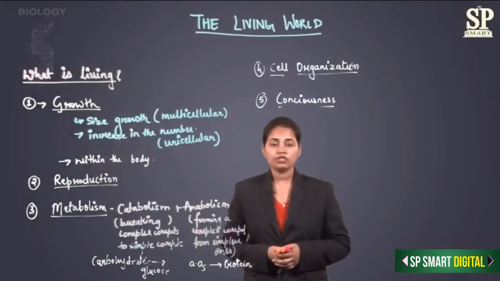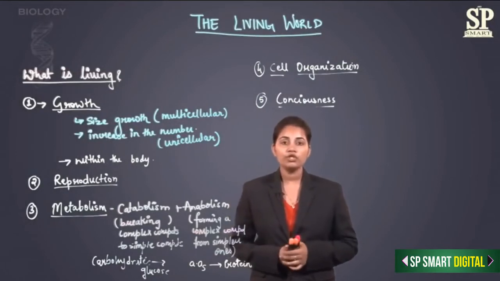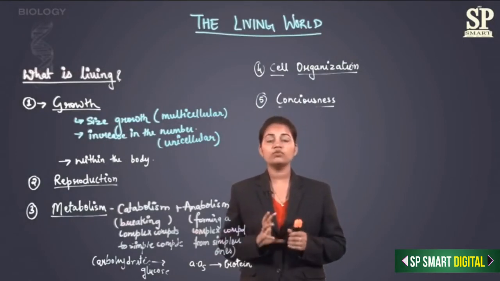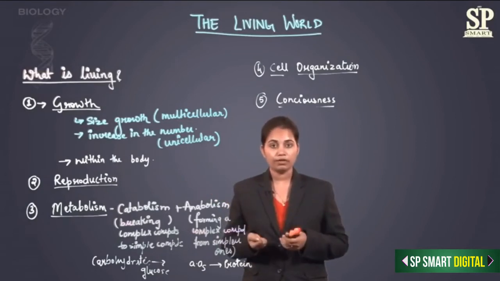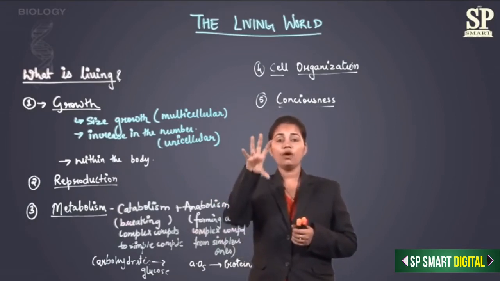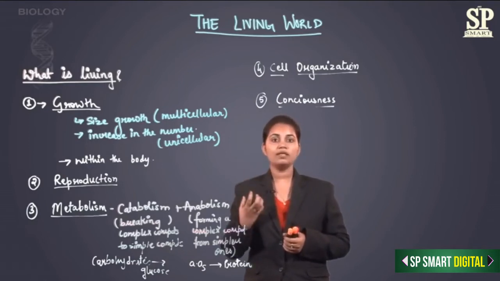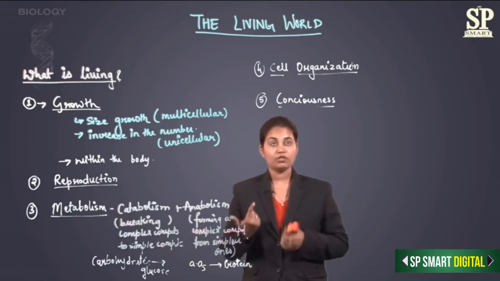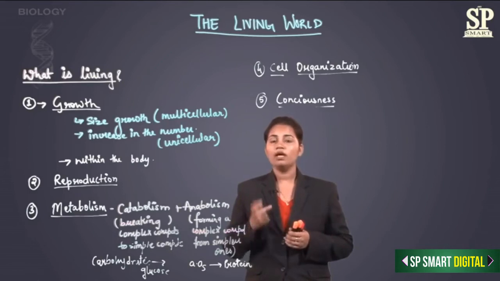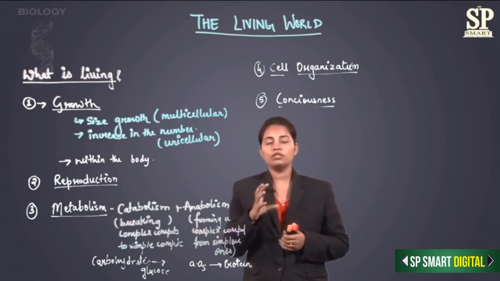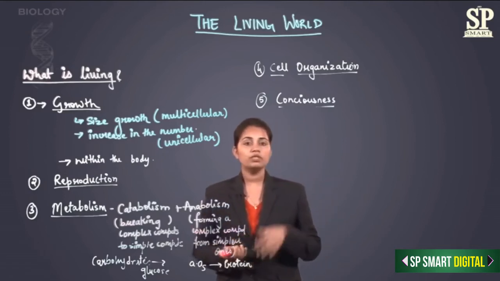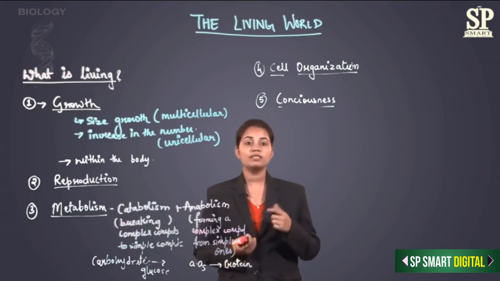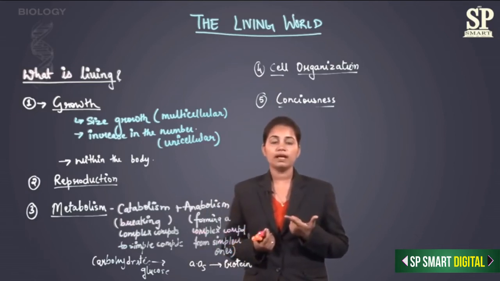Now when I say consciousness, it means my body should be very alert or very conscious to some kind of external stimuli which is received by the body, right? Or it should be able to sense the environmental factors. So it is called consciousness. Now again, this consciousness is usually seen in animals only, not in plants, right? So this consciousness again has some exceptions.